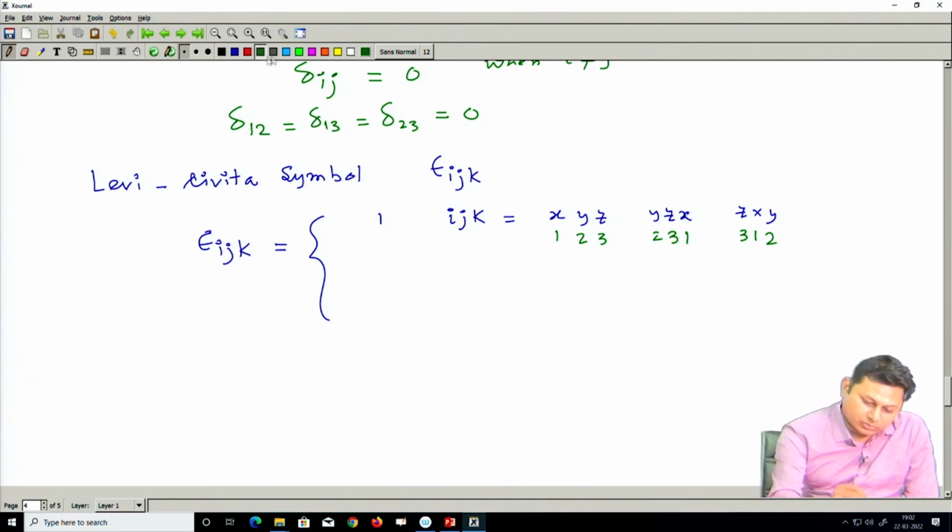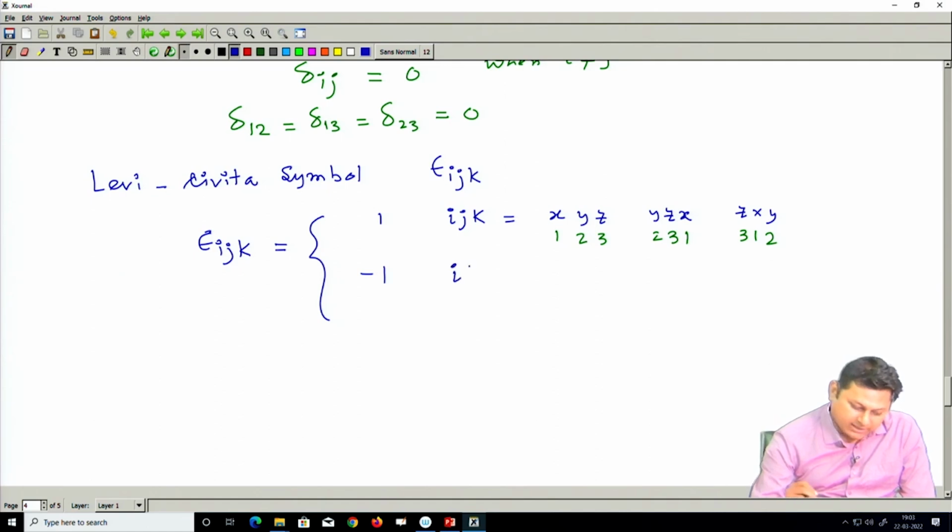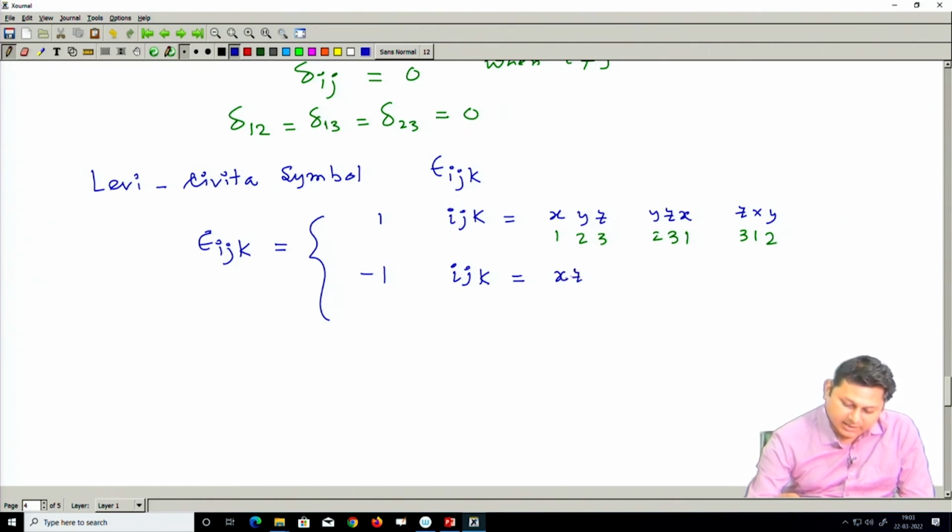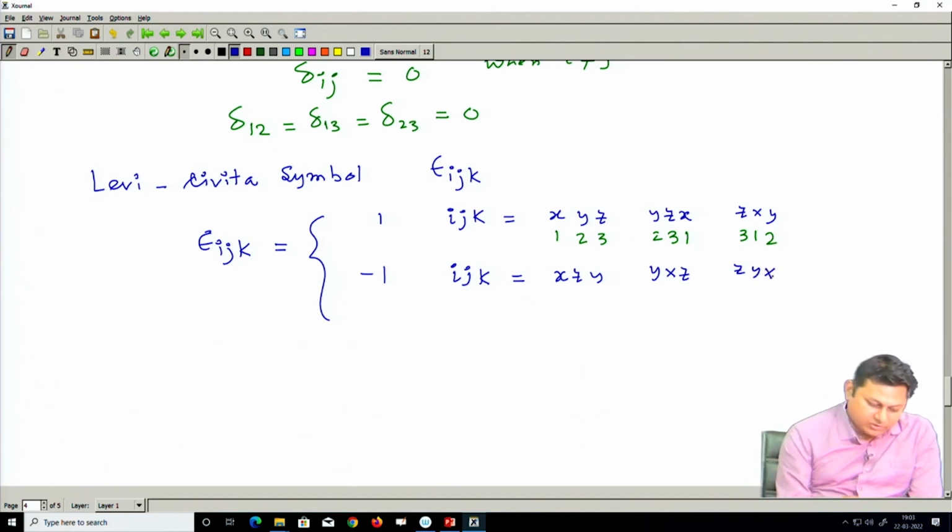This value should take -1 when i, j, k are in opposite orientation. And what is that? If it is y z x, z x y, or y x z, or z y x. So, if I draw, then things will be a little bit clear. So, let me do that here.